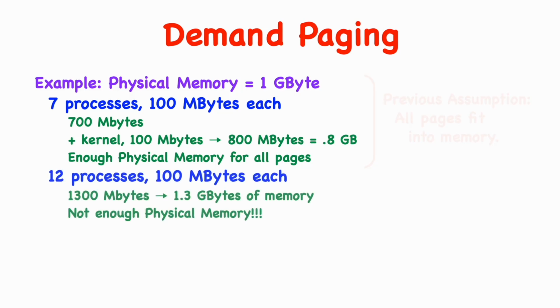But now let's assume that some more processes are started, and now the computer is running 12 user processes. So with 12 processes and with the kernel, we now need 1,300 megabytes or 1.3 gigabytes of memory. This is no longer smaller than 1 gigabyte, so we don't have enough physical memory. The question is, what is the kernel to do? And the solution is to use demand paging.